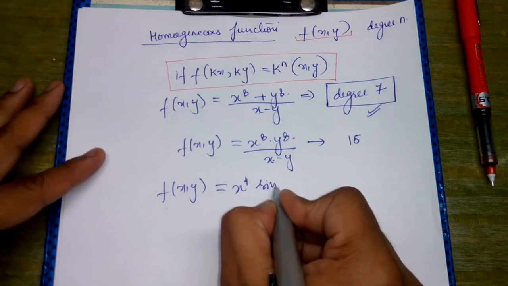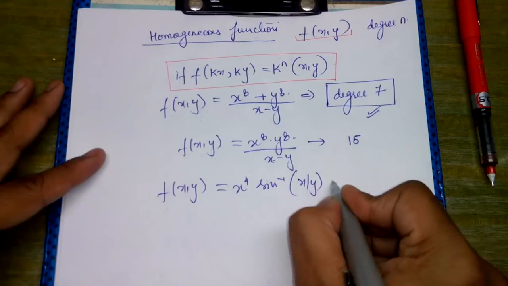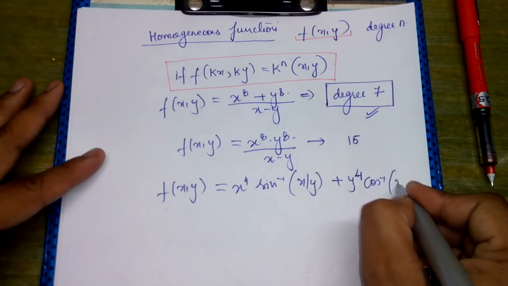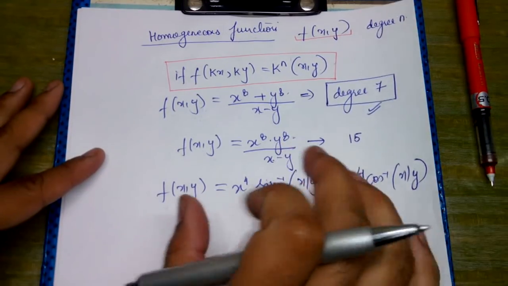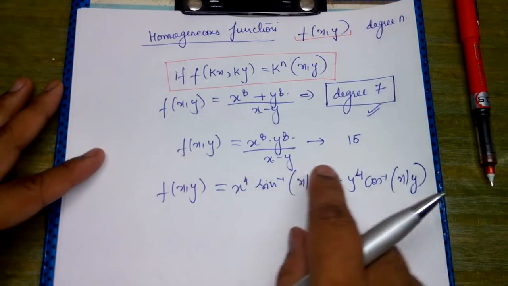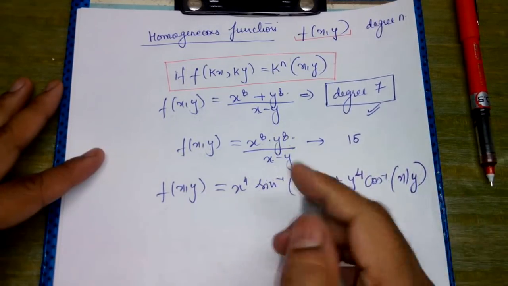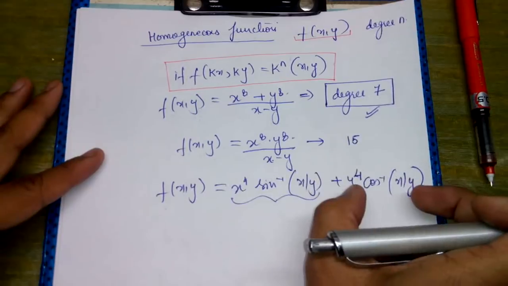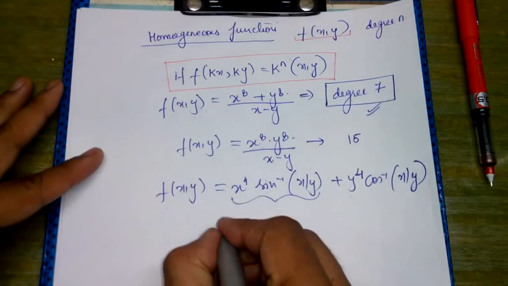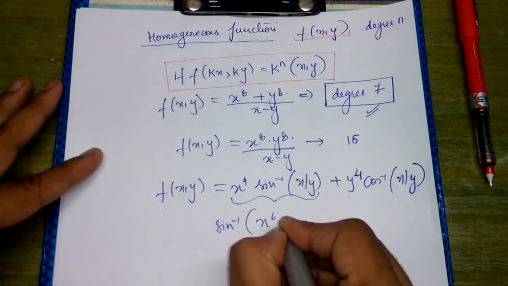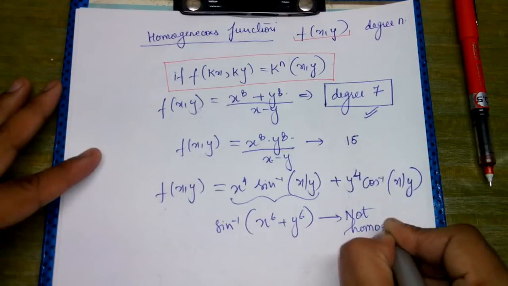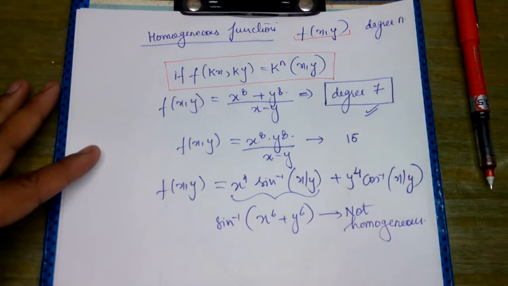And if we take the example of f(x, y) = x⁴ sin⁻¹(x/y) + y⁴ cos⁻¹(x/y), this function is not homogeneous. Why is it not homogeneous? Since the degree of the first term is not equal to the degree of the second term, but separately they are homogeneous. This part is homogeneous and this part is also homogeneous, but completely they are not homogeneous. Similarly, we have sin⁻¹(x⁶ + y⁶); this is also not homogeneous.